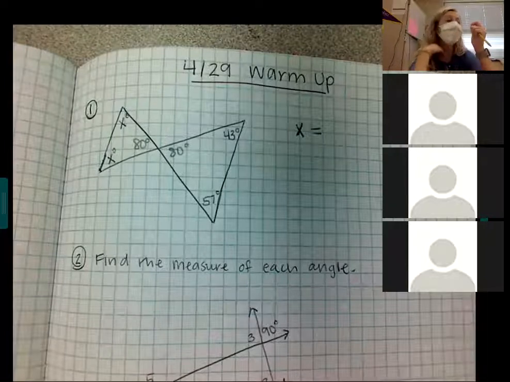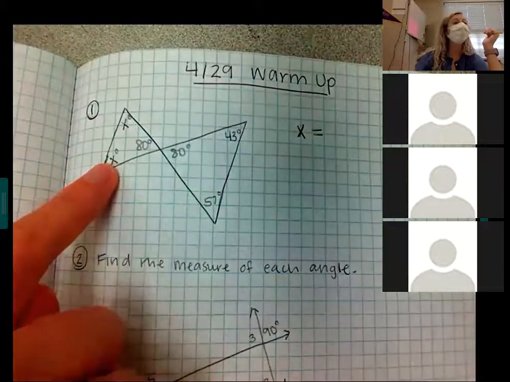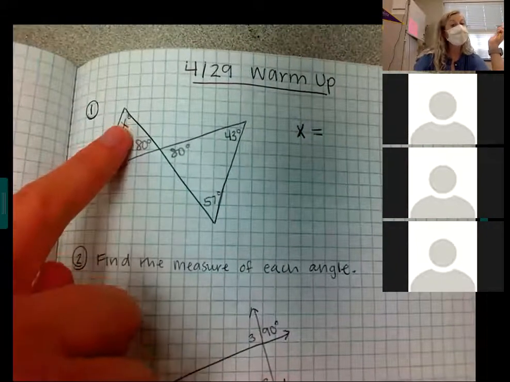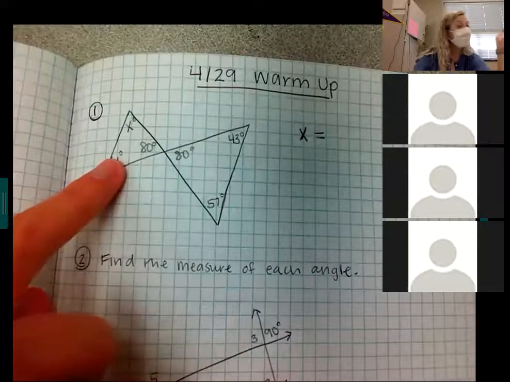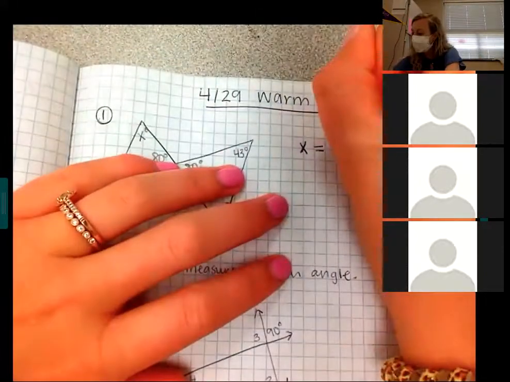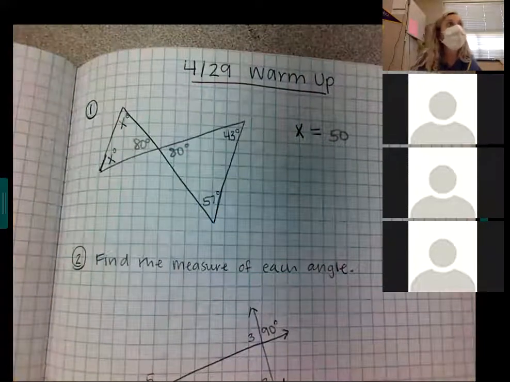So if that's 80, what do we know the other 2 together have to be? 100. And if they both say X, that means these 2 are equal. So what should each one be? Very good. Did y'all get 50 for X? Something similar to that on your quiz tomorrow.